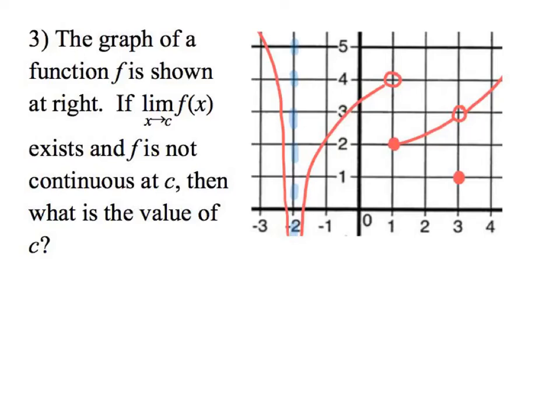Alrighty, this one's a different kind of question. The graph of a function f is shown at right. If the limit as x approaches c exists, and if f is not continuous at c, then what is the value for c? So at some point on this graph, we have these two things stated: that the limit exists, and that it's not continuous.